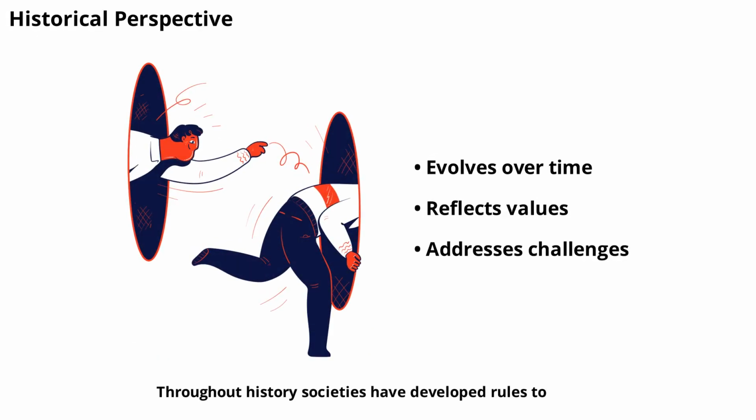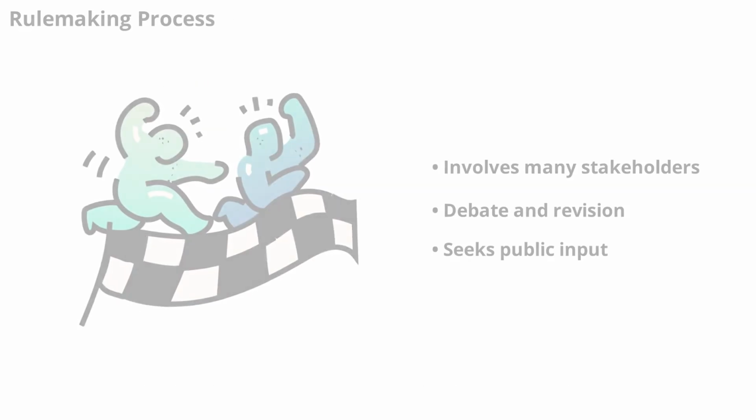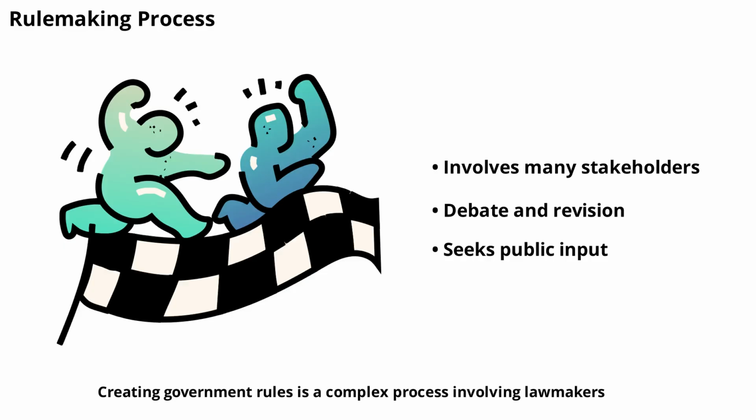Throughout history, societies have developed rules to address challenges and maintain order. Ancient civilizations like Mesopotamia and Egypt had codes of law to regulate behavior and resolve disputes. Over time, these systems evolved, reflecting changing values and needs. Understanding the historical context of government rules helps us appreciate their importance and how they adapt to new circumstances. Creating government rules is a complex process involving lawmakers, experts, and the public.